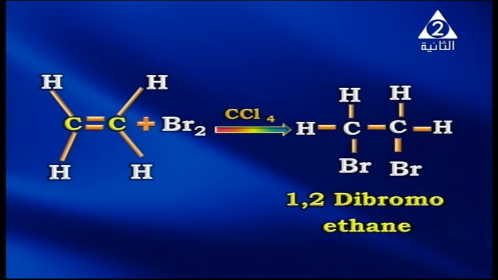So the equation of the reaction, as shown on the screen: ethylene plus bromine in the presence of carbon tetrachloride as solvent for bromine gives 1,2-dibromoethane, as the double bond is broken and the alkane compound is produced, and it is a disubstituted alkane, as it will be 1,2-dibromoethane.